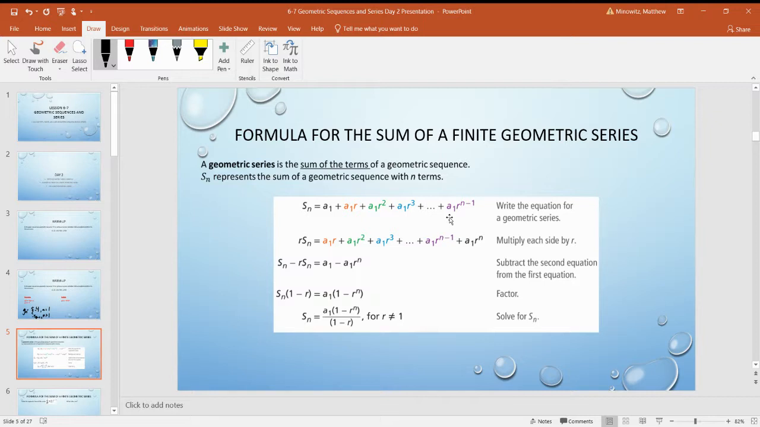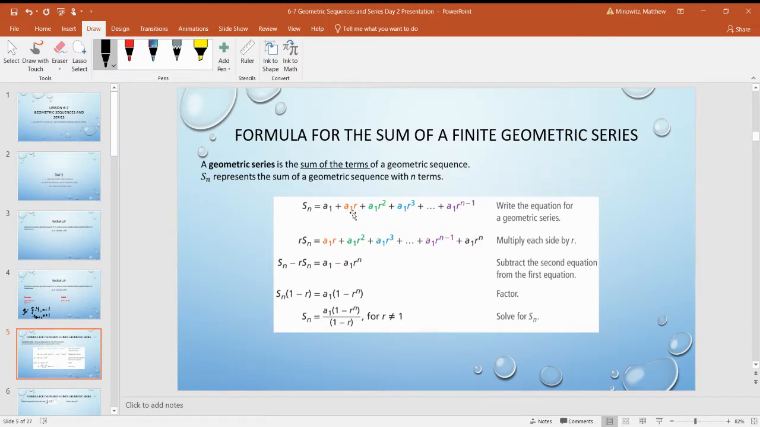because a famous mathematician came up with this idea of, hey, what happens if I use some sort of substitution and I wanted to solve and get it in terms of the first term and the multiplier? And he did so. So you don't have to copy down this whole slide, but I want you to see what he did, because this is how math is created. So he took the sum and multiplied it by the common ratio.